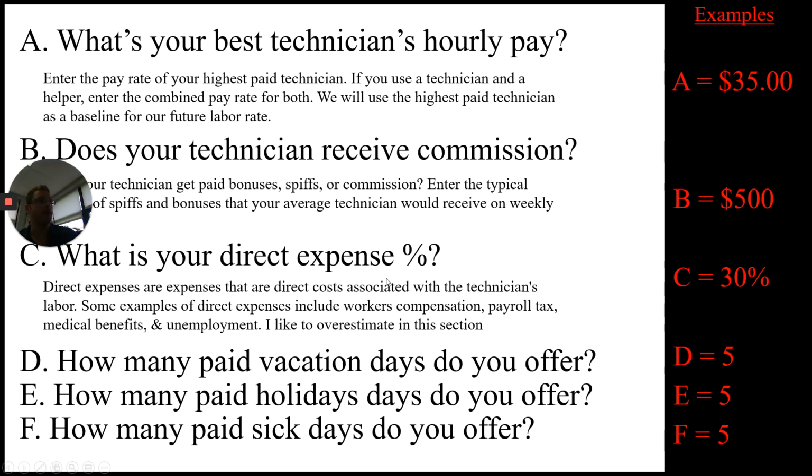So let's just backtrack a little. For A, I have $35 an hour. I know that's on a little bit of a high side, but we're located in New York, so we're high. B, I put for a commission, my average is $500. C, my direct expenses are around 30%, a little less. I like to overestimate. And then for D, E, and F, I put 5 days vacation, 5 days holidays, 5 days sick, which seems like it's somewhat of a standard.